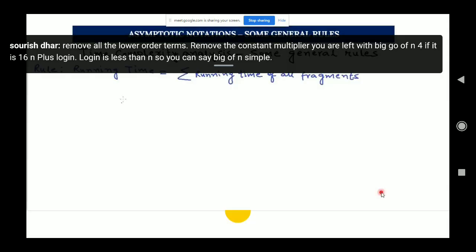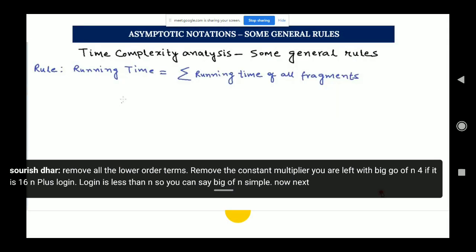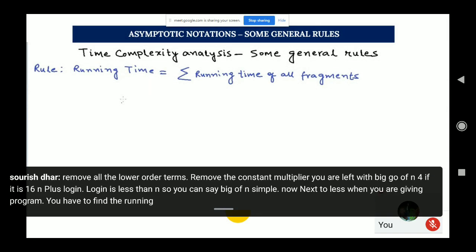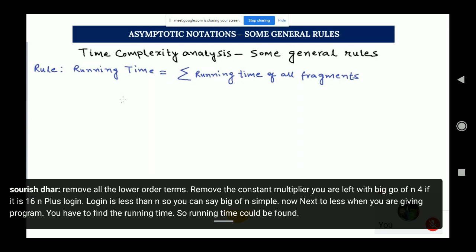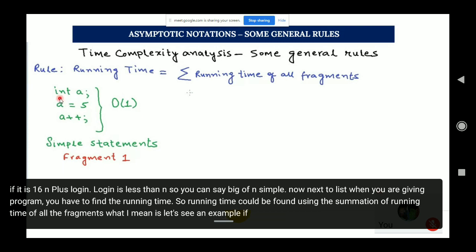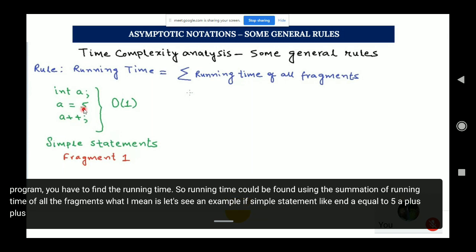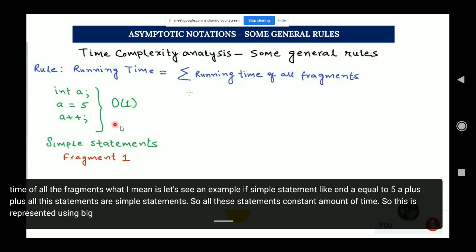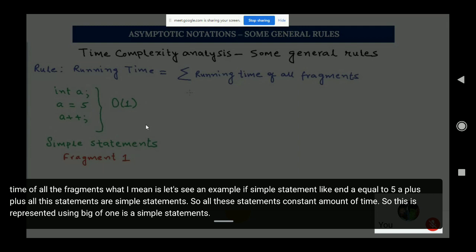Now, the next rule is when you are given a program, you have to find the running time. The running time can be found using the summation of the running time of all the fragments. What I mean is, let's see an example. Simple statements like int a = 5, a++ take a constant amount of time, so this is represented using big O of 1. These are simple statements. Okay, next.